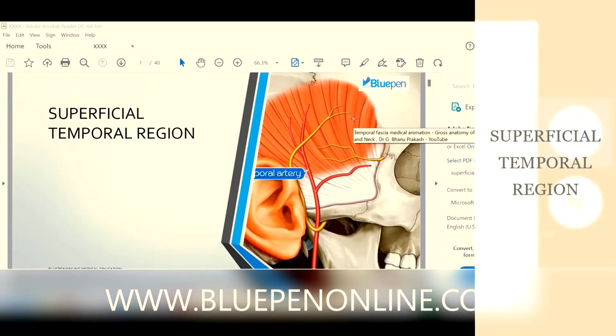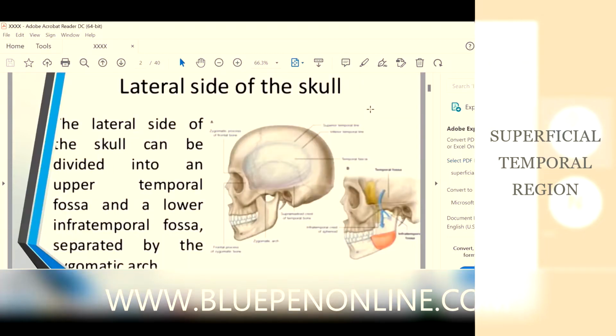Next is the superficial temporal region. Hope you are able to see my screen. So we will study the lateral side of the skull. This is what you are seeing in the lateral side of the skull. It can be divided into two: temporal fossa and lower temporal fossa.